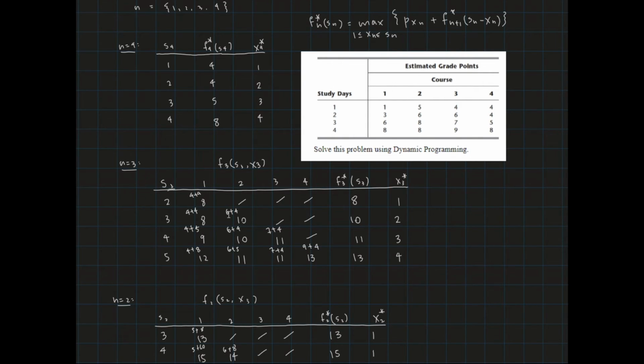And all of these other columns work the same way. You would just take this first value here from this table and trace whether you're studying 1, 2, 3, or 4 days for this particular course. And then you would add on top of that the second value, which would be the value from your next stage's table. And then we do this.